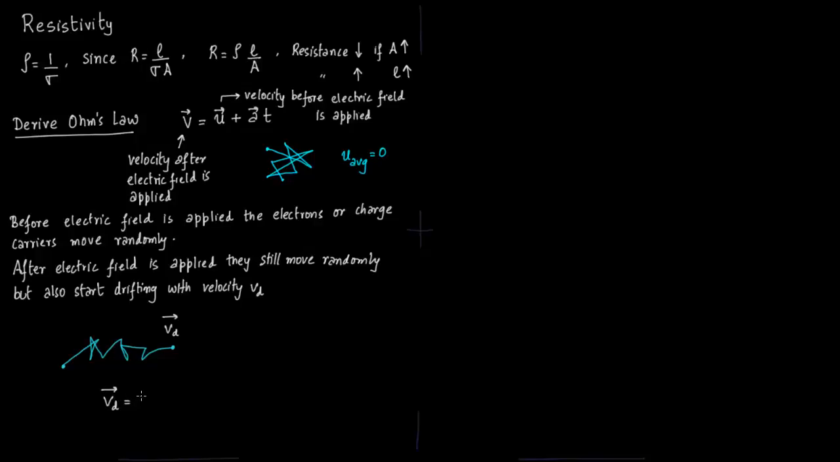So Vd vector, this you take average over all particles, you write V average. This is equal to U average plus A vector dot T. Now U average is 0, this we have discussed before. So you get the formula as Vd vector is equal to A vector dot T, where T is the time. So standard kinematic equation we have used.